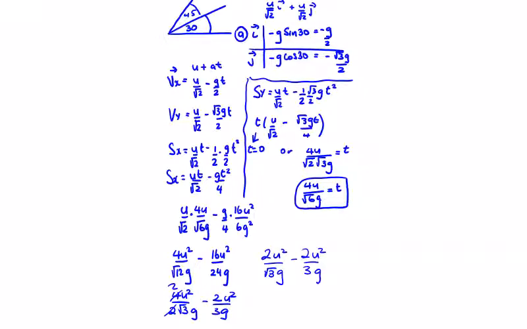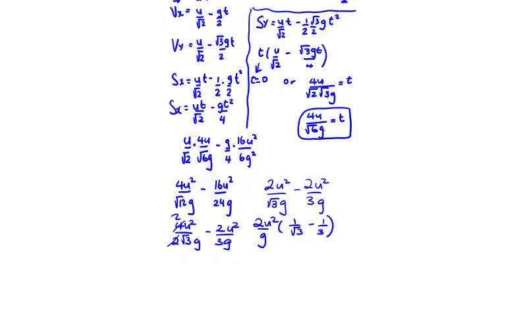And I'm not sure what format they want that in, but we could take out 2u squared over g, which would leave 1 over root 3 minus 1 over 3. And this will eventually simplify down even further to what they were looking for.